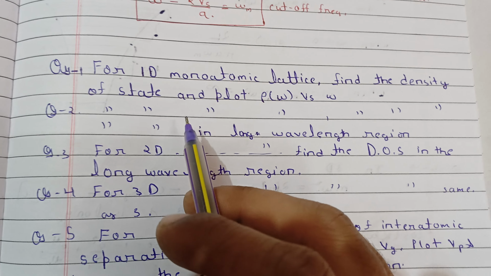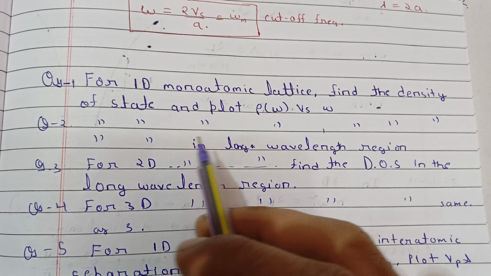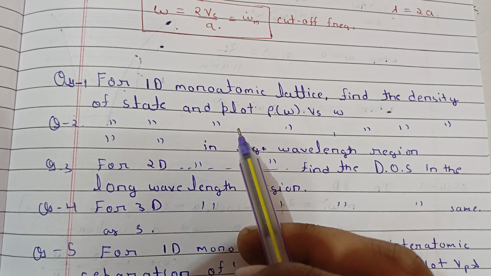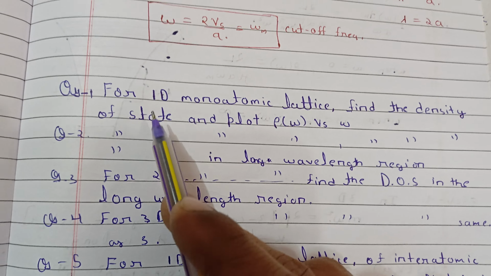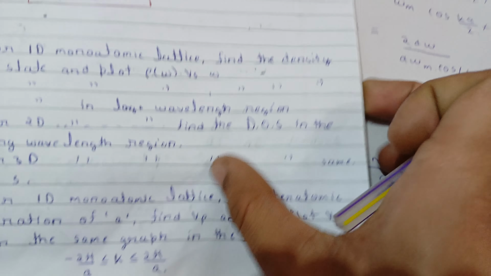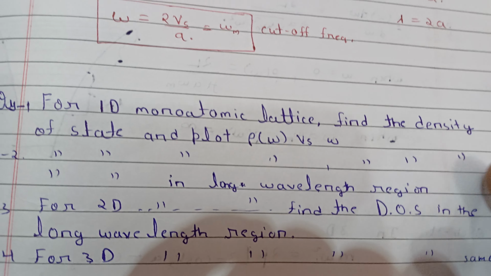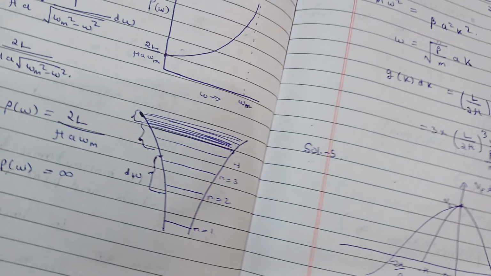For a 1D monatomic lattice, find the density of states and plot rho omega versus omega. So we need to find the density of states. How do we find the density of states in 1D? We know the formula. We derived it previously: g(k) dk equal to L by pi dk. That was the formula. So here let me give you the solution.